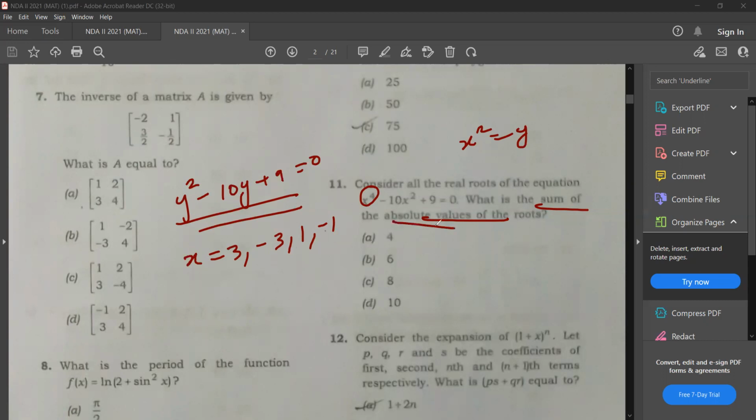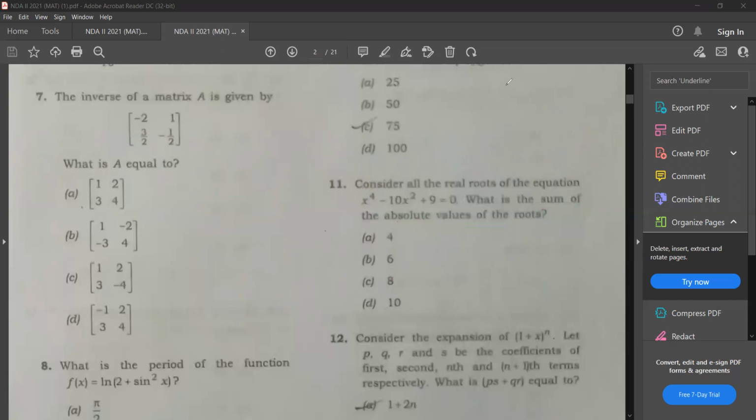They are asking the sum of the absolute values. Sum of the absolute values means you have to take the modulus. So this will be 3, this will be 3, this will be 1, this will be 1. So add all these things: 6 plus 2, you'll be getting the answer as 8. Answer is option C, 8. Okay, so moving on to the next question.